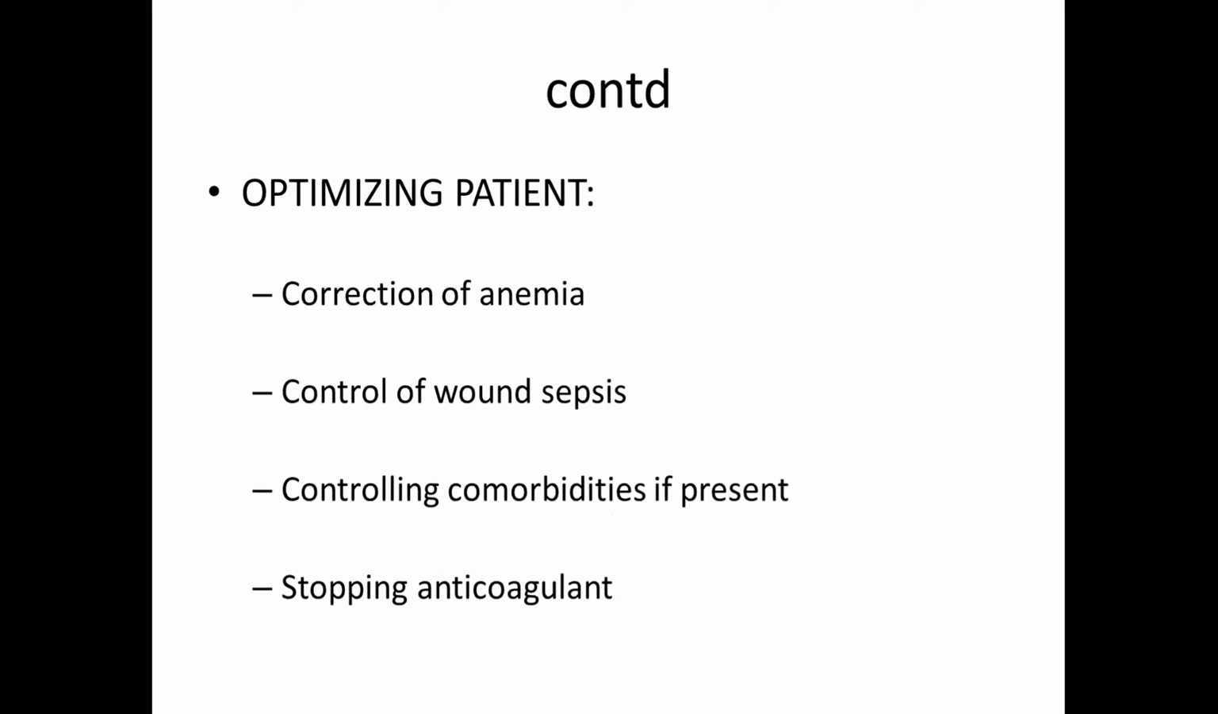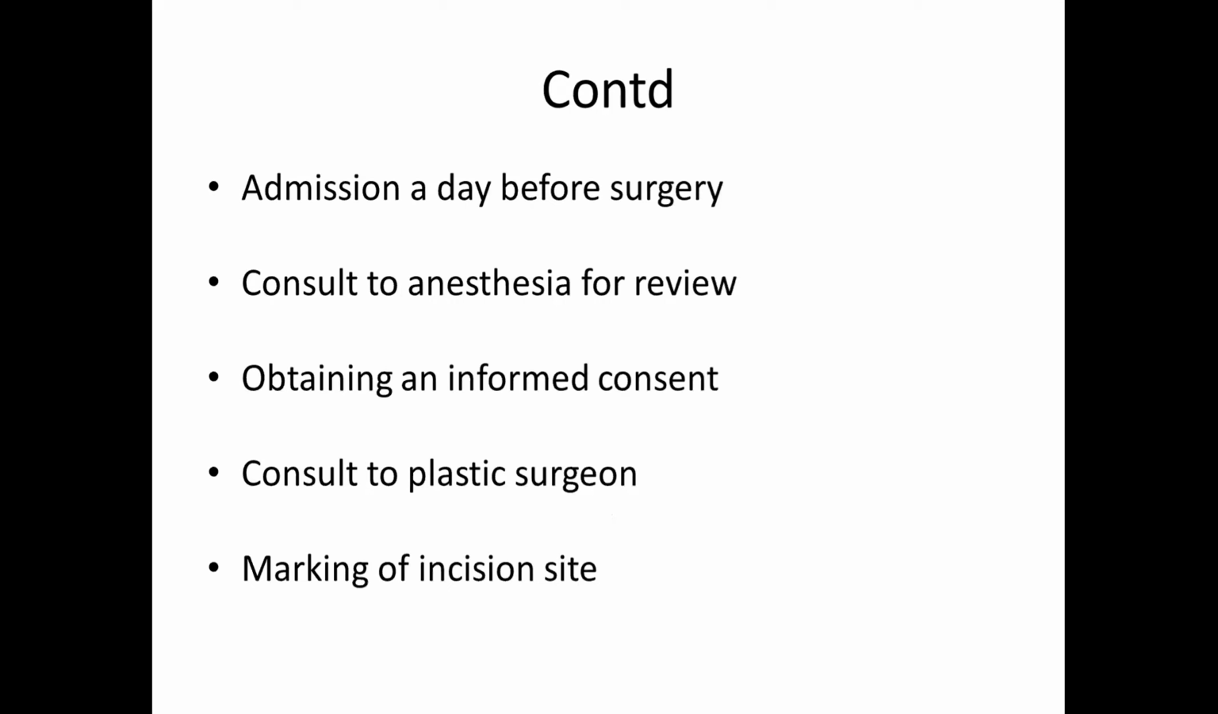Now, before the surgery, patients that present as an emergency with features of anemia, wound sepsis, and other comorbidities need to be optimized. That is correction of anemia by blood transfusion, control of wound sepsis by wound debridement and by administering appropriate antibiotics, as well as controlling comorbidities if present. Also, anticoagulants should be stopped.